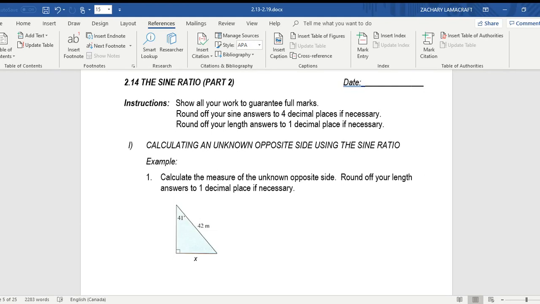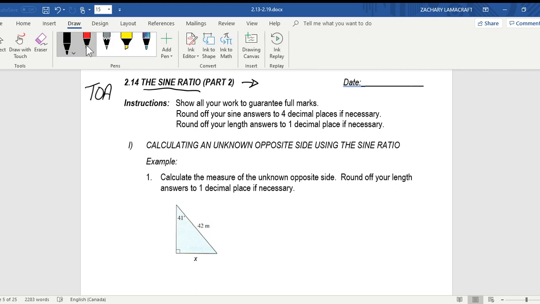Okay, so we are dealing with 2.14, or the sine ratio, part 2. In previous lessons, we dealt with the tan ratio, which is TOA, but the one that we're really going to take a peek at, and remember to put in every single one of our notes, is the sine ratio, which is SO. SO, standing for sine, means sine x is equal to the opposite over the hypotenuse.